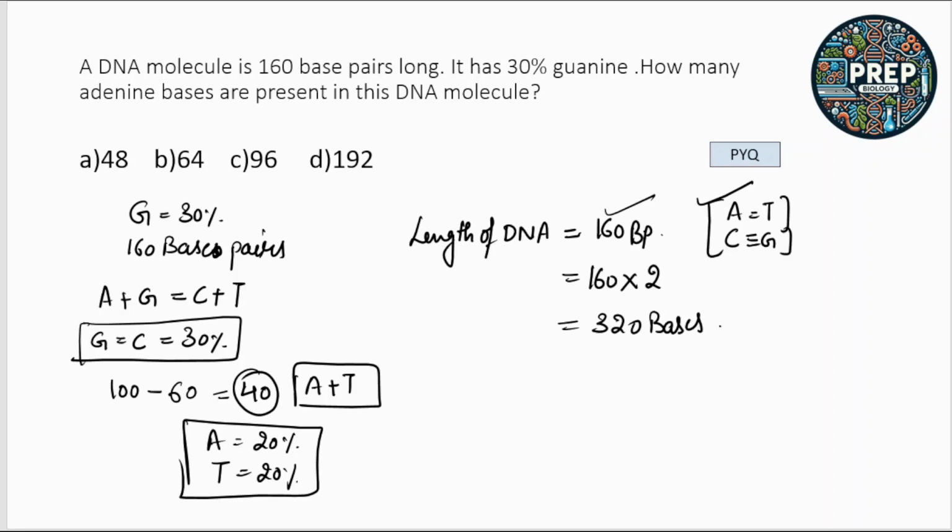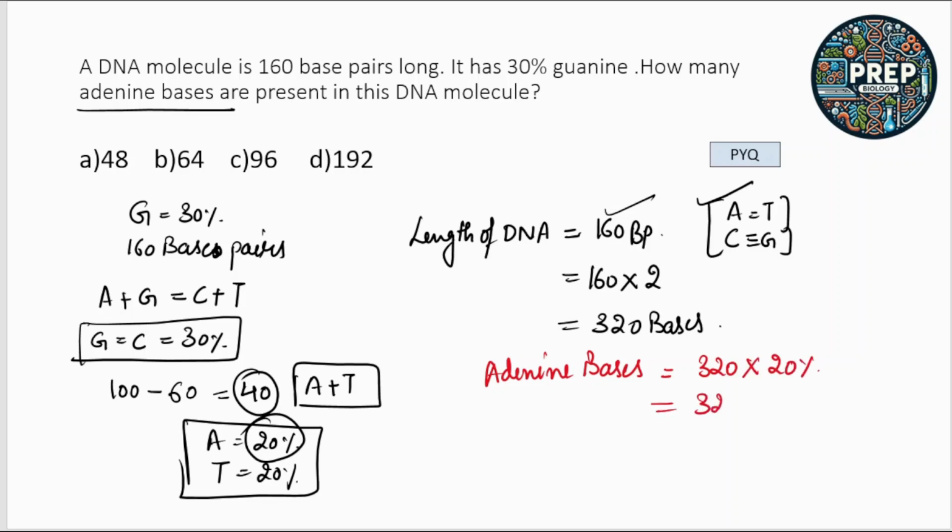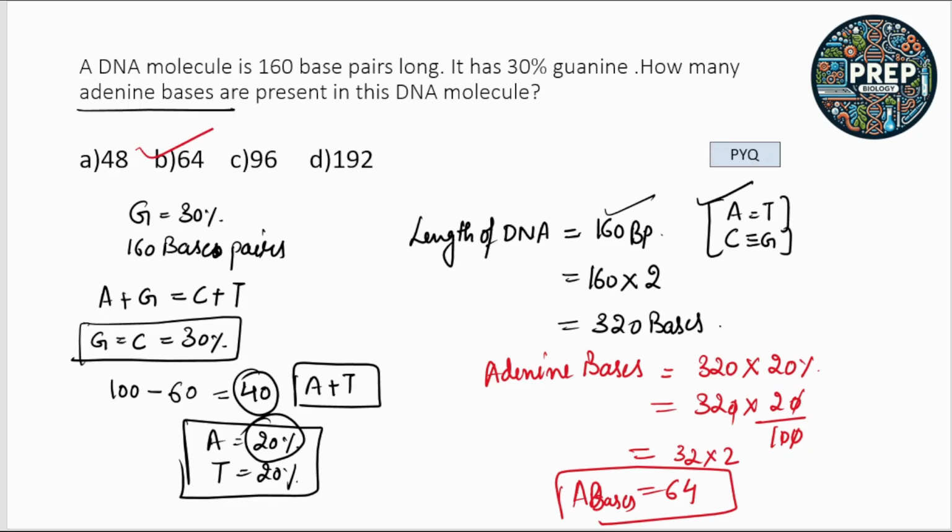So what we have to calculate is how many adenine bases are present. For the adenine bases, we know that 20% of adenine is present. So the total bases in the DNA are 320. 20% of it, we calculate 320 into 20 by 100, zero cancelled, 32 into 2 is equal to 64 adenine bases. Okay, so 64 is the answer of this question.